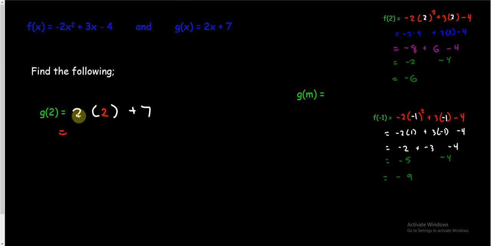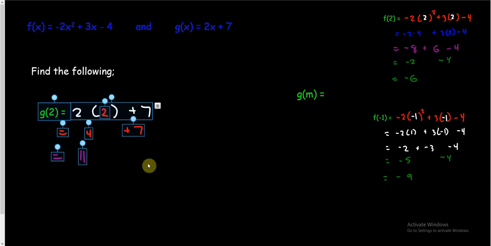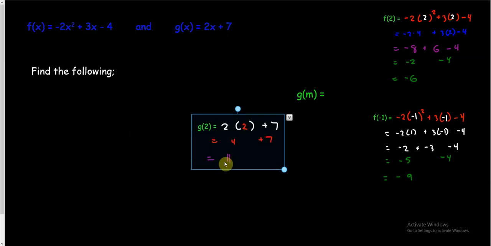Okay, well, this is really easy. 2 times 2 is 4. And if I wanted to finish this up, 4 plus 7 is 11. That one was really simple, not super involved. Okay, nice. All right, one last one.